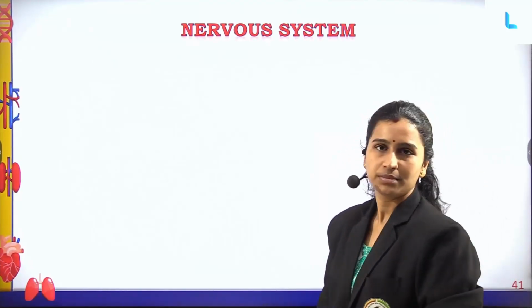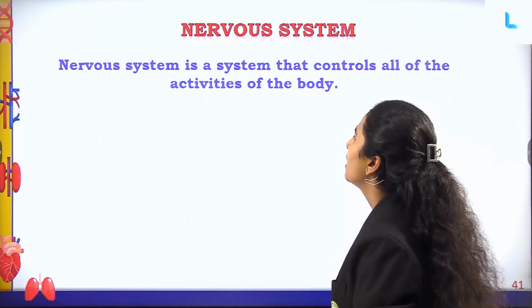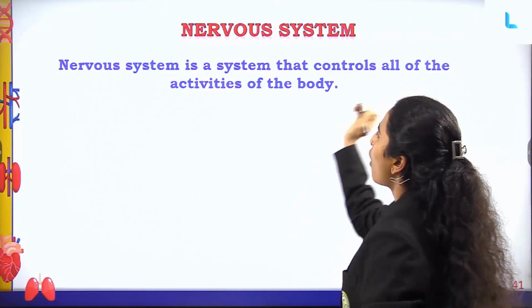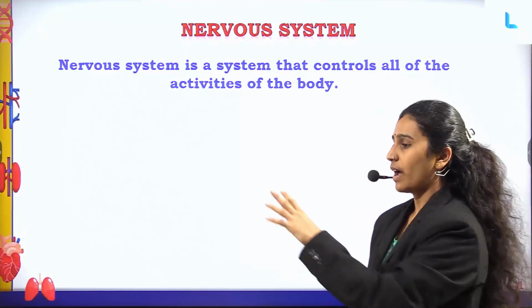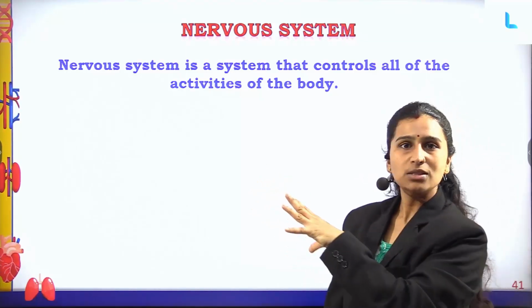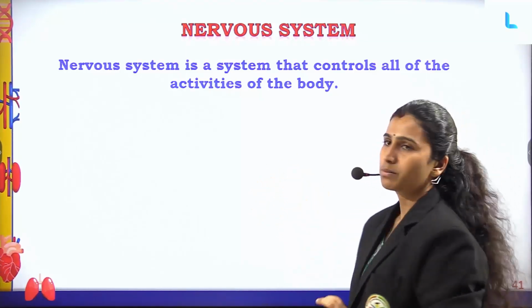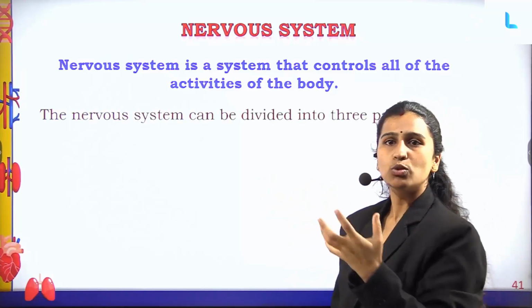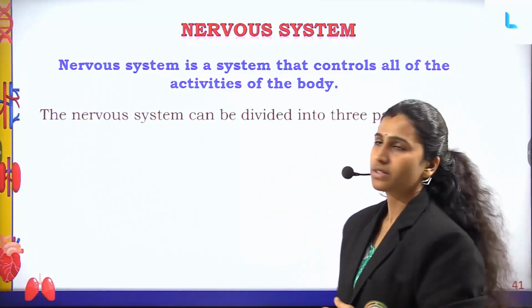So the nervous system, we'll see what it is. It is a system which will control all the activities of the body. So if I have to move my hand, my brain has to signal me. So that is what the nervous system means. So the nerves which are at movement or which are at rest, all is because of the nervous system.